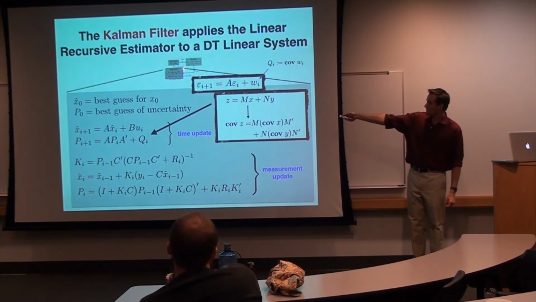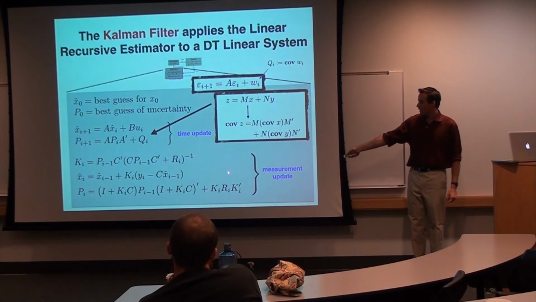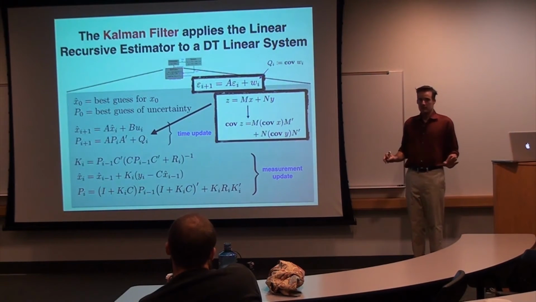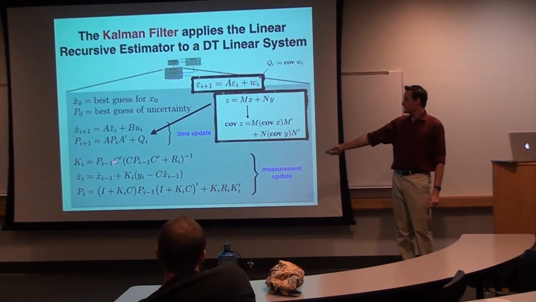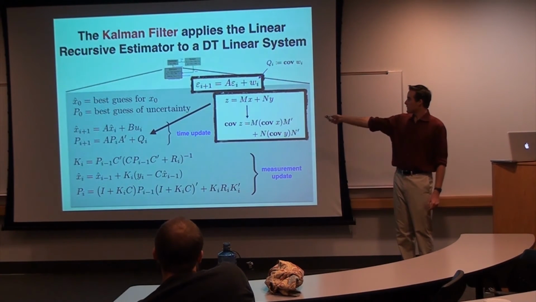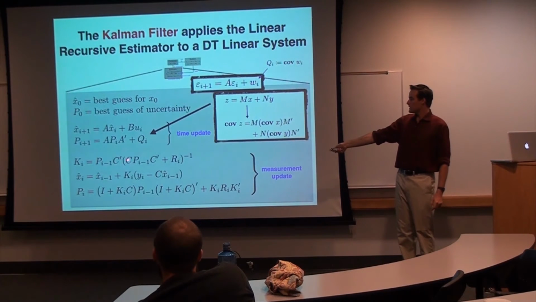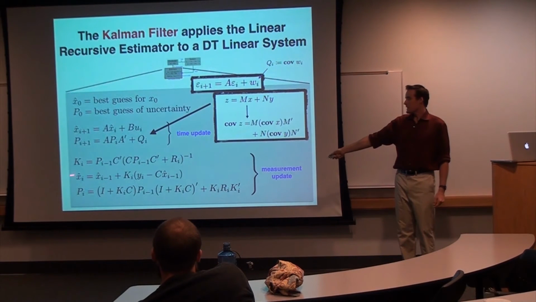When a measurement comes in, the Kalman filter applies a measurement update in the exact same way that the linear recursive estimator would, except it's even a little bit easier because the C matrix for the discrete time system is time invariant. The C matrix doesn't even change. And so when a measurement comes in, the Kalman filter computes this K matrix, uses the K matrix to update its estimate of the state, and then uses the K matrix to update its uncertainty.